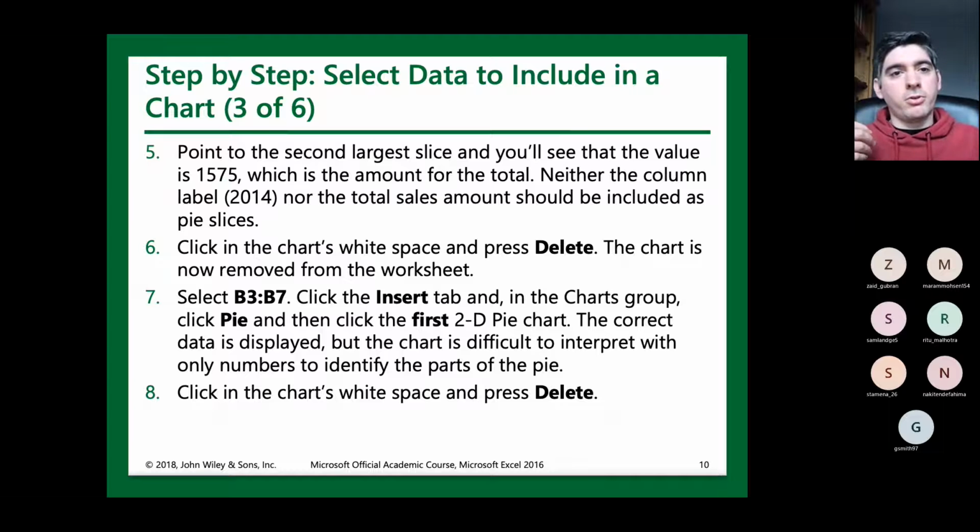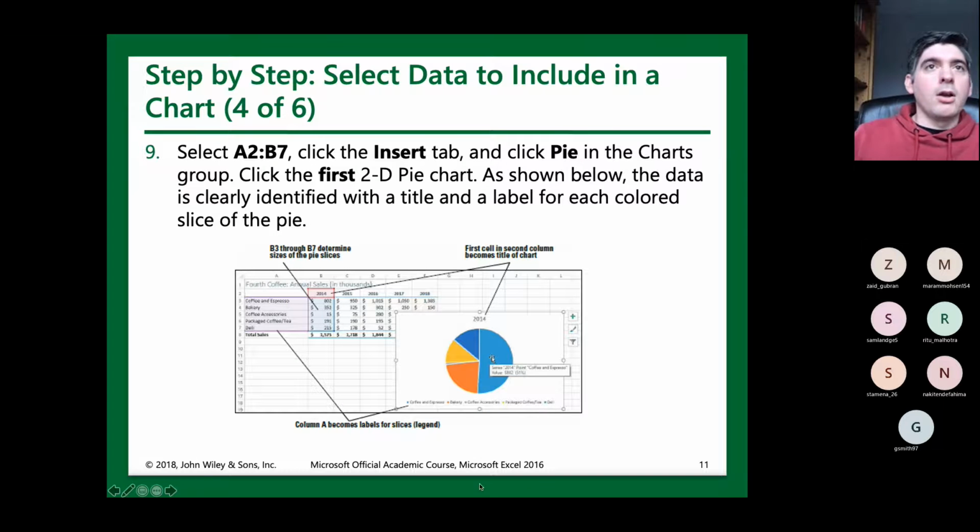So what you're being asked to do then is to go to the second largest slice and you see that it's including the total, which it shouldn't be. So we need to make sure that's deleted from there, and then that it's focusing on the right elements. Beyond this, this then sets the title properly. It sets the labels properly when you select the right data, and it doesn't include the total, which makes this all look better. So you can see far easier what's going on.